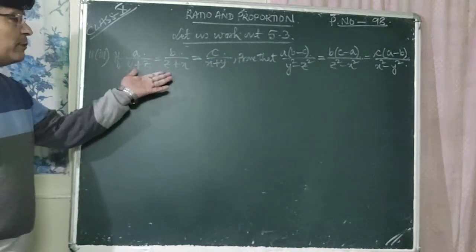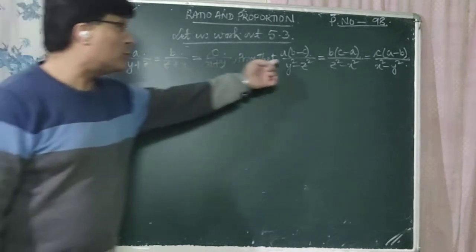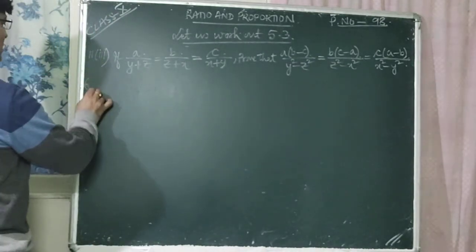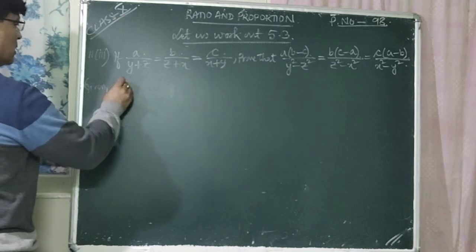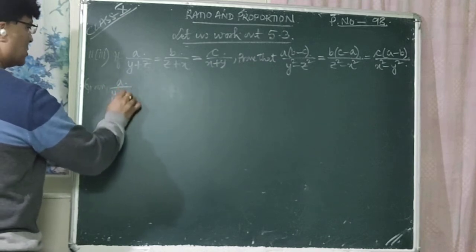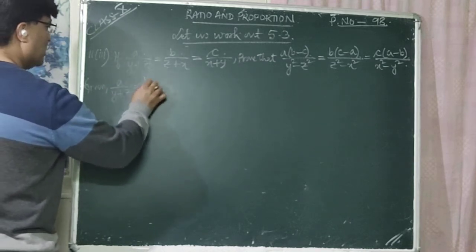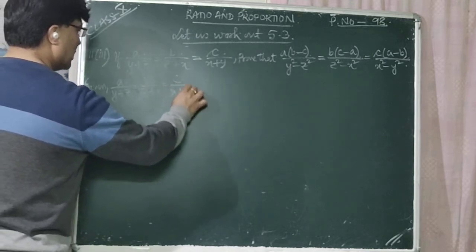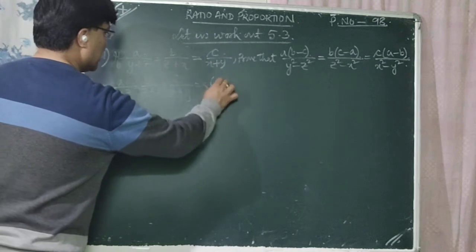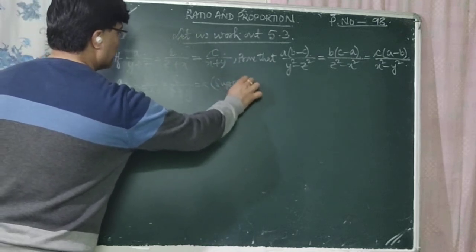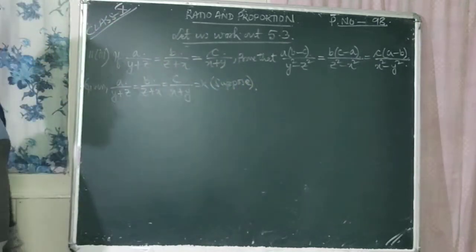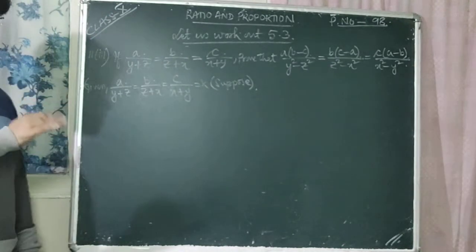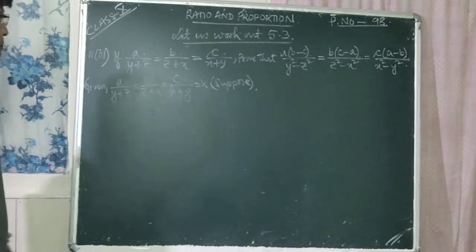So this is the given part. From given you have to prove this result. Okay. So let us write down the given part. That is, here given is a upon y plus z is equal to b upon z plus x is equal to c upon x plus y is equal to k suppose. So here also we are using the k method. That means we have assumed each given ratio is equal to k.